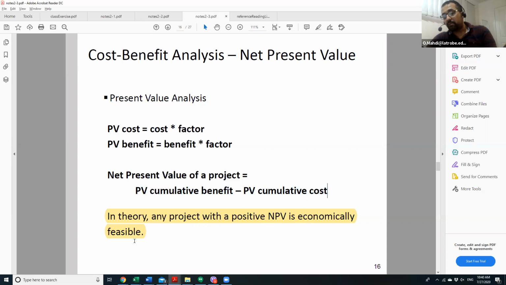Now, in your exam, you're going to have a question: do you think we need to proceed with this project? It depends on whether it is positive or negative. If it is negative, that means there is no chance to proceed with it. If it is positive, we can proceed with it.